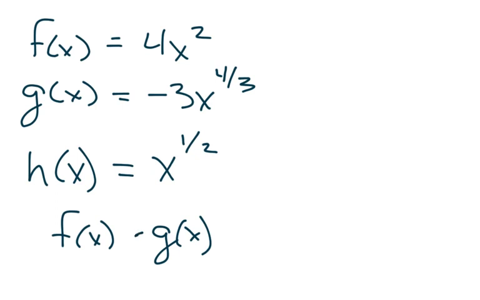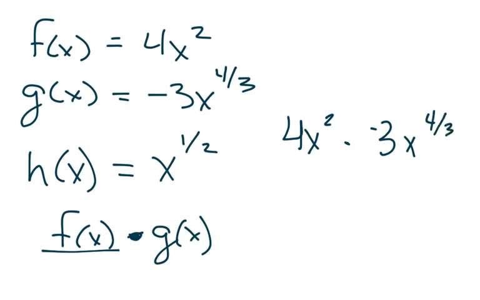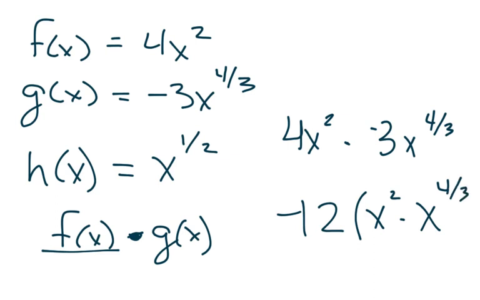Here's another situation, but now they don't want you to add or subtract. They're saying actually multiply them together. So let's take f of x, which is 4x squared, times g of x, which is negative 3x to the 4/3, and let's multiply them. Well, let's see. I can take 4 times negative 3 and get negative 12. Can we take x squared times x to the 4/3? Yeah, we can. What do we do with the exponents? We add the exponents together.